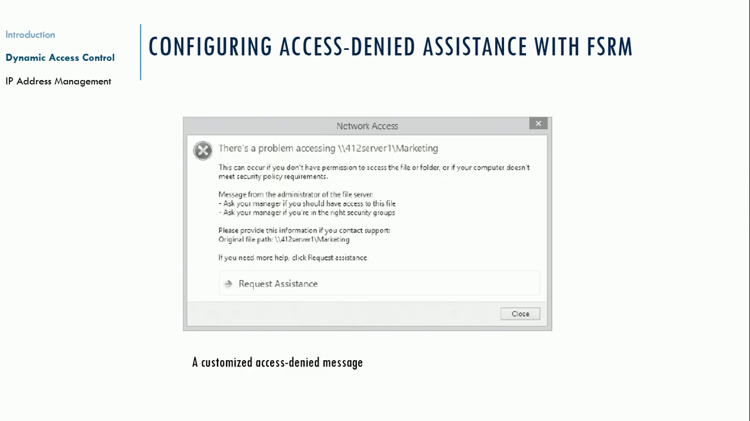So you can create these. This is what the message would look like. The user would get a message that looks like this saying you can't access the file, but you can go talk to somebody about it, or you can click this button to request assistance. They'll fill out a little form and hit the button to explain why they're trying to get access, and then somebody will get back to them and say, hey, we gave you access to that file. You can now access it.